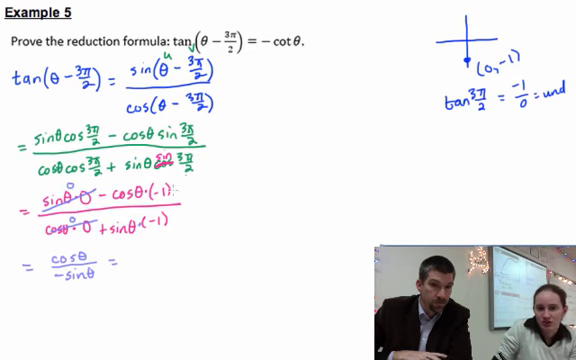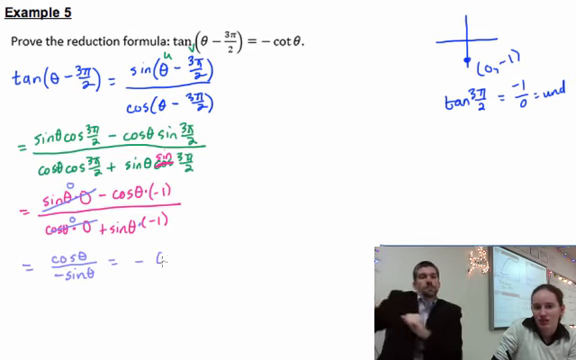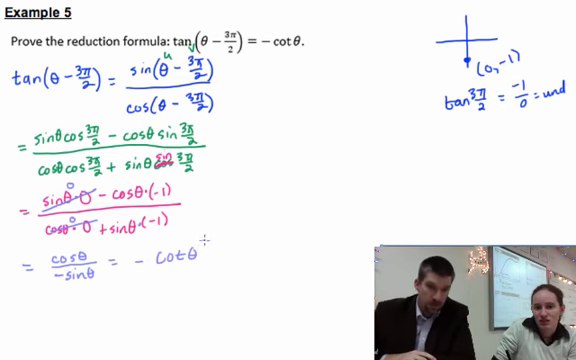And if at this point you're confused, look back at what we're trying to get to. We're trying to get negative cotangent. We've got a negative cosine over sine, which is cotangent.